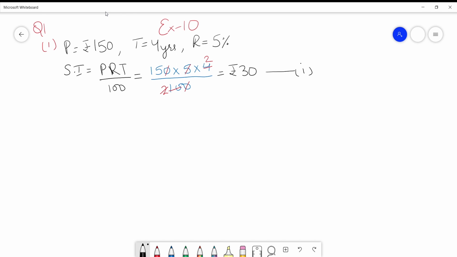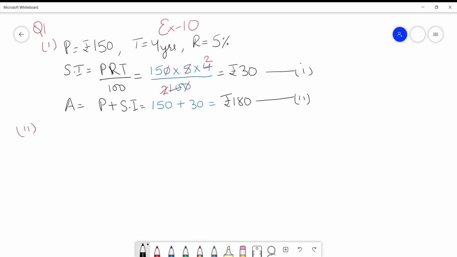Now the second thing I have to find is the amount. To find the amount, we simply add the principal and the simple interest. The principal for us is 150, whereas my simple interest is 30. So it is 180. I hope you get it with the formula how to find it out. But it's my duty to tell you all the questions given here.